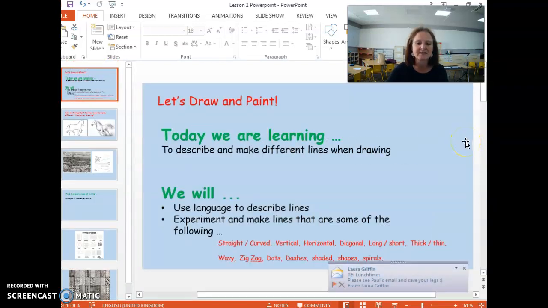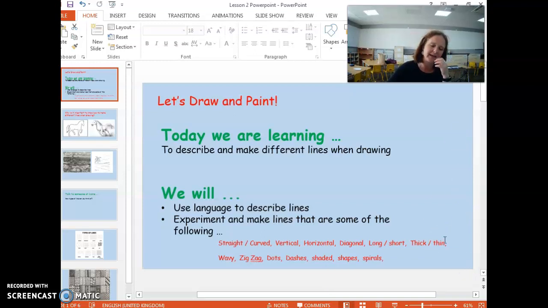There's the first slide. Now, in our topic work, in our online work, I will always show you this type of page. It tells you exactly what we're going to do in the lesson. So at the top, it says, let's draw and paint, because that is the name of our new topic. We're going to be learning drawing skills, and painting skills, and we're going to be revising, practicing the skills that you learnt in year 1.